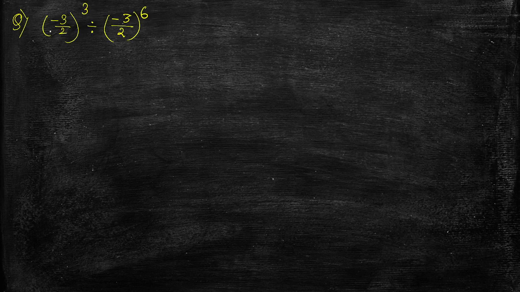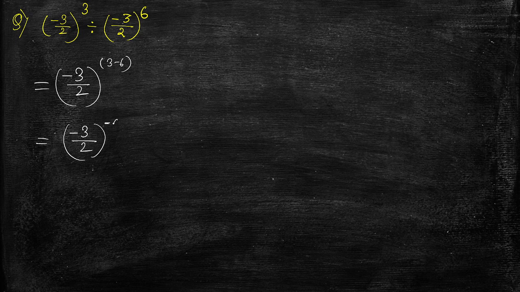Again, see, the bases are same, but this is division. So we'll apply the second law. That is minus 3 by 2, and if there is division, then the power will get subtracted, right? So this is 3 minus 6, that is minus 3. Now we need to do the reciprocal as the negative power is there.